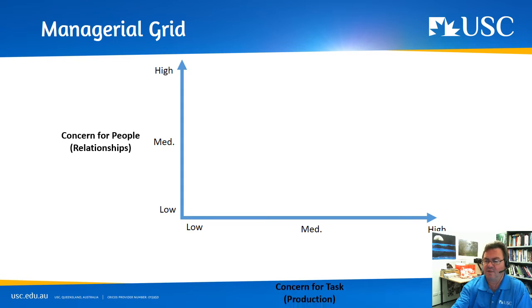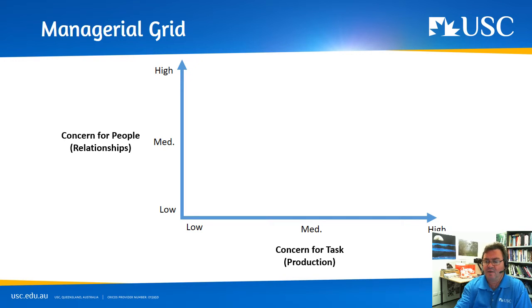On the horizontal axis, we have a concern for the task. How important is the focus, or how strong is the focus for the task to be completed? Sometimes one will override the other, depending on a range of circumstances, variables, including personality, the environment, the organisational culture. All of that will certainly have an impact on whether a manager focuses on the people or whether they focus on the task.